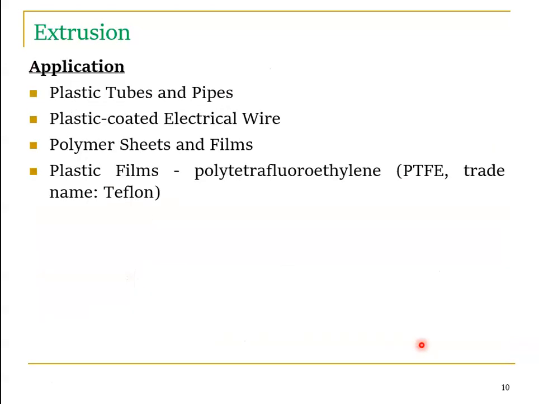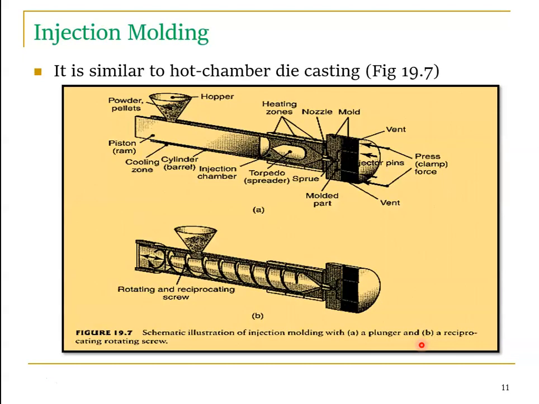So the applications: plastic tubes and pipes are manufactured with the help of extrusion. Plastic-coated electrical wire, polymer sheets and films, plastic films, polytetrafluoroethylene, right? So PTFE. In other words, we say it's Teflon. So these are the materials we can use to make a product by the extrusion process, right?